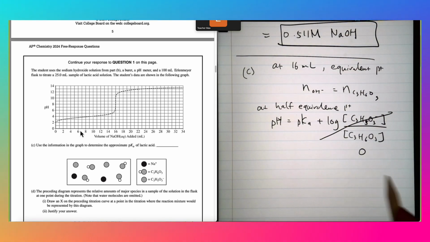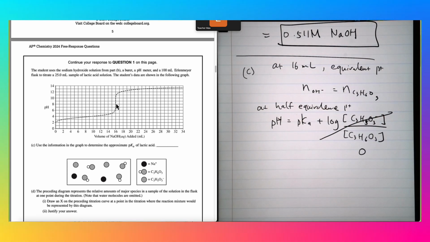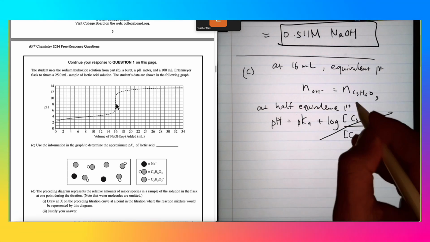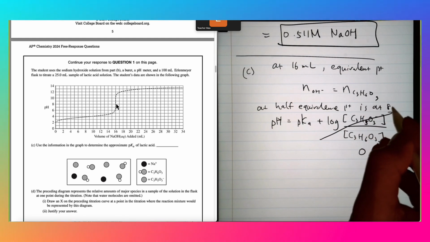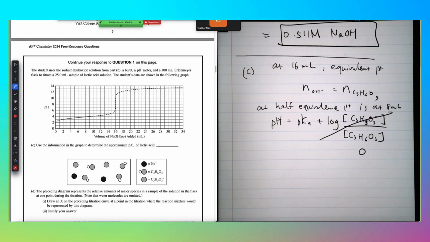Okay, so now we know the equivalence point is 16 milliliters. That half equivalence point is at 8 milliliters of sodium hydroxide that got used. So right here, this is the half equivalence point. And if you go to the right, at 8 milliliters of sodium hydroxide that got used up, just go straight to the left.